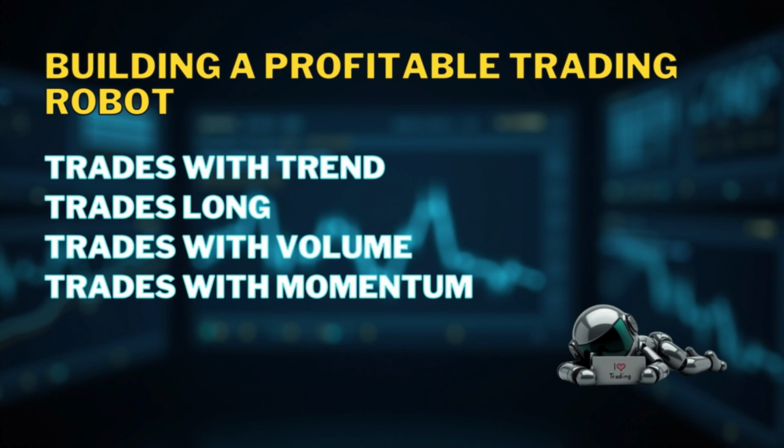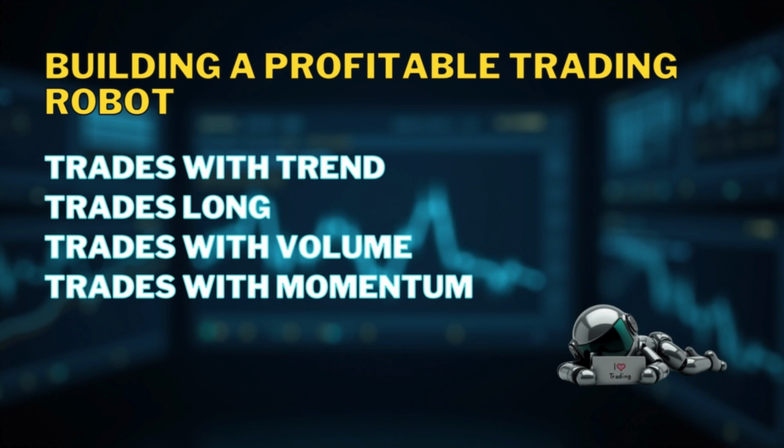And to do this, we established 4 pillars: trades with trend, trades long, trades with volume, trades with momentum. So trading with the trend, obviously, if you're going with the direction of where the market's moving, that's going to give us the best chance of having a winning trade. It trades long because we're trading the NASDAQ 100 index pair. Generally, this keeps going up. So we have focused our trading on just long trades.